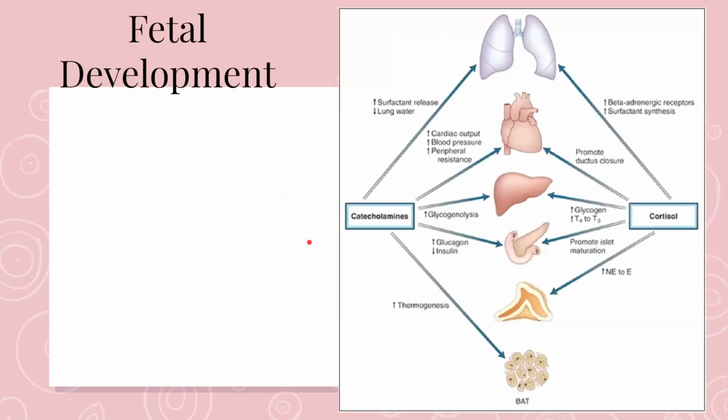At the same time, on the fetal side, catecholamines and cortisol both stimulate fetal development. That makes sense because these are expected to rise at the end of a term pregnancy. But if we stimulate them earlier, they are going to act on the fetus earlier. One of the things they do is increase lung development, so you have an increase in surfactant synthesis and an increase in surfactant release.